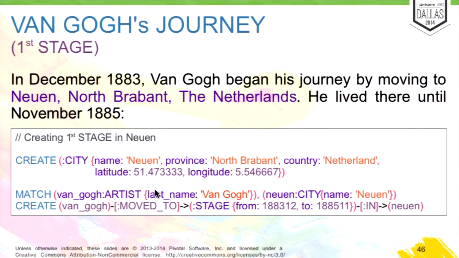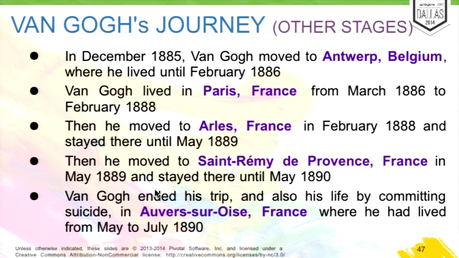In December 1883, Van Gogh began his journey by moving to Nuenen, the Netherlands. He lived there until 1885. So I wanted to track his trip. And to do that, I created a stage and indicated the period in which he stays there. And I linked Van Gogh by saying he moved to this stage, which is in Nuenen, the city linked to the stage. And then I tracked back all of the stages he went to.